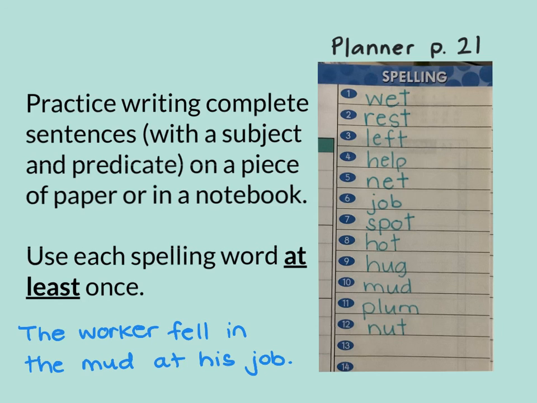And you don't have to underline the subject and predicate like last time, but you do need to make sure it's a complete sentence. So read it out loud and make sure it does have a subject and an action. And then underline your spelling words that you use. So in this sentence, the worker fell in the mud at his job. I used the words mud and job from our spelling list, so I underlined them.